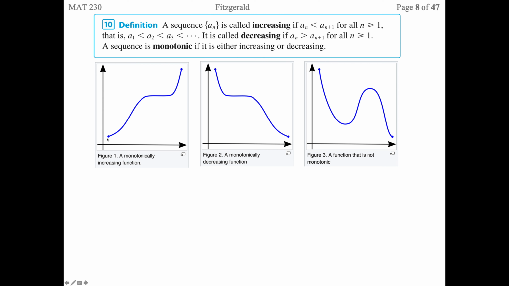All right, we also have what is known as a monotonic function. This is where your entire function is always going to be increasing or always decreasing for all your possible n values greater than or equal to 1, since we're talking about a sequence function here. If at any point in time you have a combination of decreasing and increasing, then your function is not going to be monotonic.